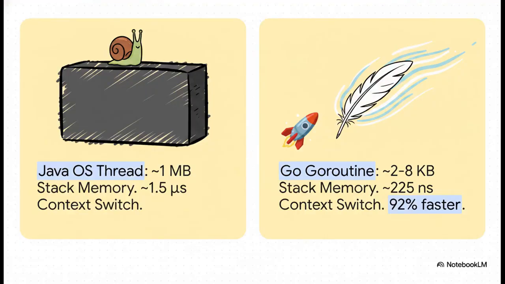And this slide just says it all. I mean, look at these numbers. A Go routine kicks off with a memory footprint that is hundreds of times smaller and can switch context over 90% faster than a typical OS thread. This isn't just a small optimization. We're talking about a change that means you can realistically run millions of concurrent tasks on one machine. It completely changes how you think about designing software.